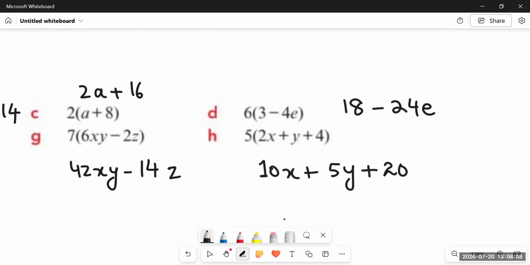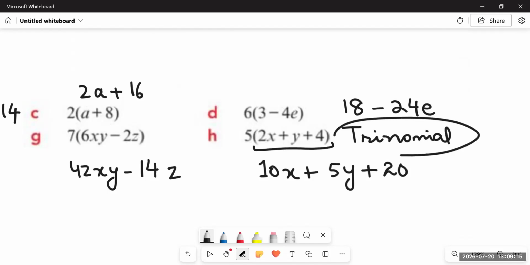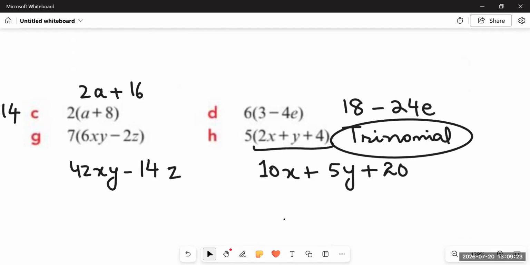So here in this case, we are having 3 terms inside, which is called a trinomial. Previously from A to G, we had 2 terms inside, but here we are having 3 terms, which are called trinomials. So again, the same thing will be applied even if it's a trinomial or a binomial or a monomial. We have to multiply all the terms inside the bracket with the term outside the bracket.